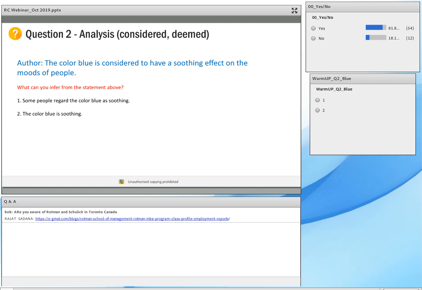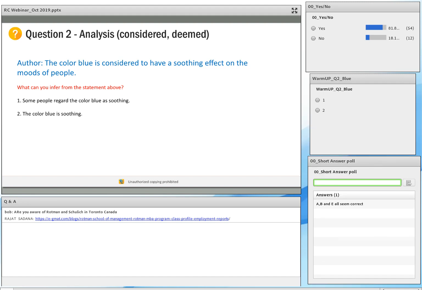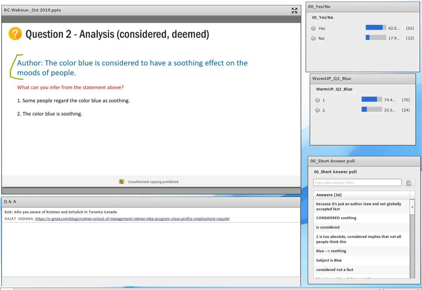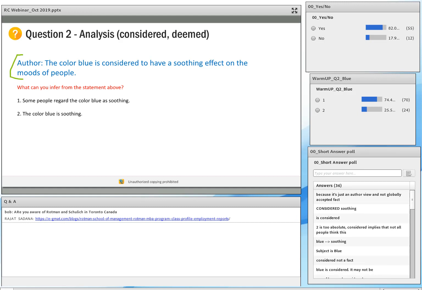And as you are giving your answers, also tell me why you're selecting the choice that you're selecting. Especially if you're selecting statement number 1, what in the passage over here makes you select statement number 1? Tell me that. Defend your answer. The word considered. Absolutely. So, majority of you, 75% of the class selected choice 1, which is that some people regard color blue as soothing, and you are justifying it correctly here. It is considered, it is not a universal or holistic thing. Point number 2 over here is very absolute. Considered implies that not all people think this. Absolutely correct. Okay, so essentially whenever you say is considered, it's not a fact, it's simply an opinion that has been provided, and that opinion is of a set of people.